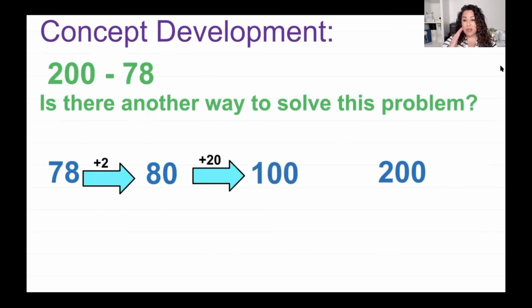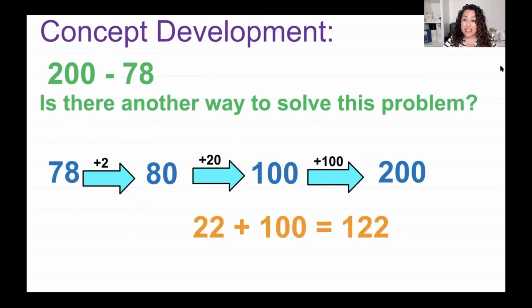And then if I want to go from 100 to 200, well, that's easy. That's 100. So if I look at this right here, 2 plus 20, that's 22 plus 100. So 22 plus 100 is equal to 122. So that means that 200 take away 78 is equal to 122, just like the problem we just solved.